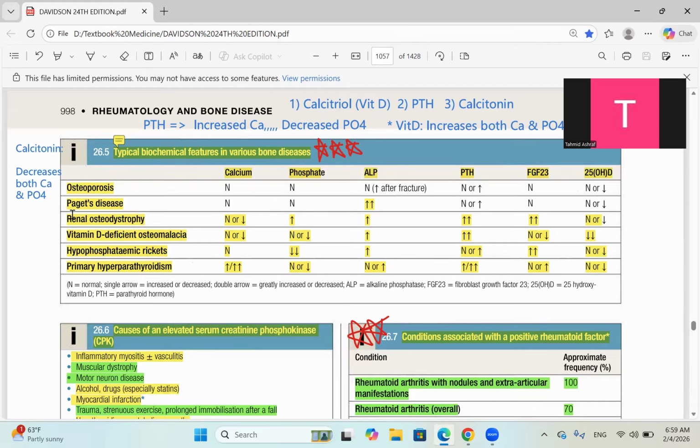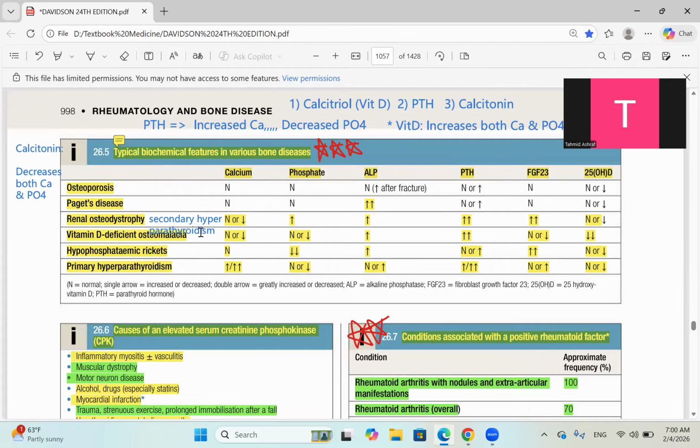Now we'll come to renal osteodystrophy. First we have to know that renal osteodystrophy is also known as secondary hyperparathyroidism. Okay, this is secondary hyperparathyroidism.